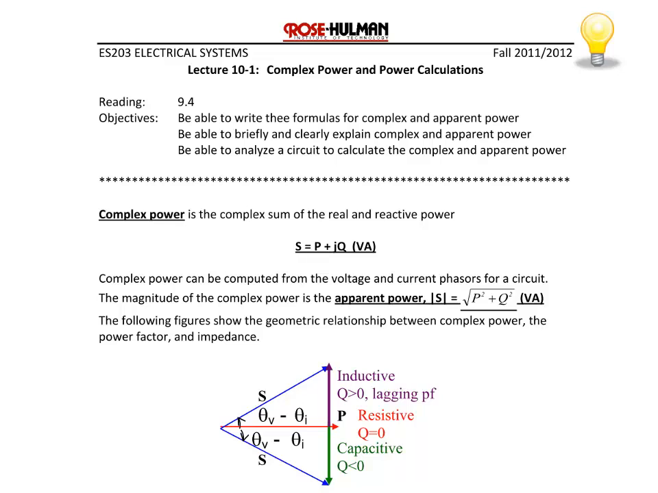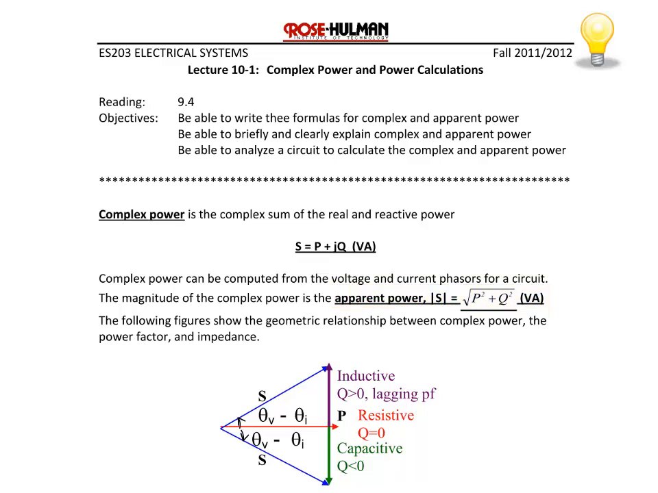Complex power is the complex sum of the real and reactive power, and it's S equals P plus jQ, measured in volt amperes. Complex power can be computed from the voltage and current phasors for a circuit, and the magnitude of the complex power is the apparent power, which is the square root of P squared plus Q squared, and it also has units of volt amperes.